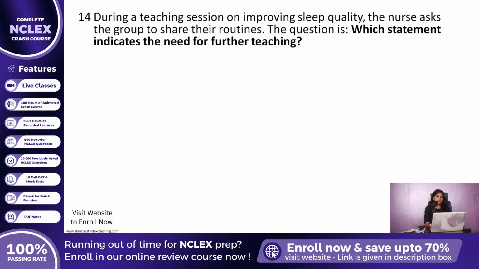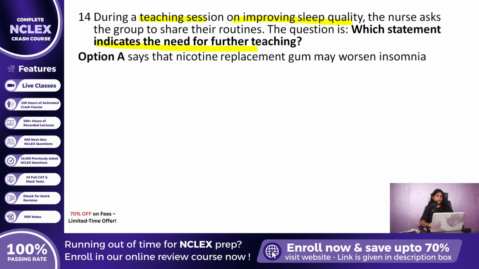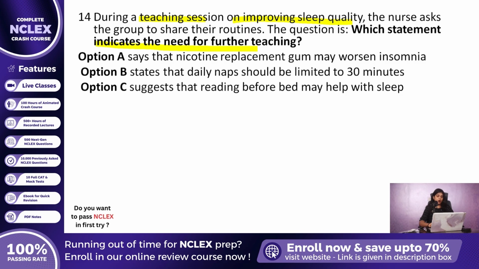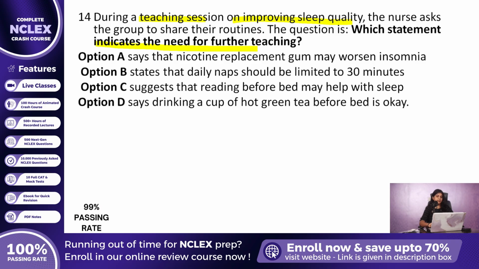Next comes question 14, which evaluates health promotion strategies for older adults. During a teaching session on improving sleep quality, the nurse asked the group to share their routines. The question is, which statement indicates the need for further teaching? Here are the options. Option A says that nicotine replacement gum may worsen insomnia. Option B states that daily naps should be limited to 30 minutes. Option C suggests that reading before bed may help with sleep. And option D says drinking a cup of hot green tea before bed is okay. The correct answer is option D, drinking a cup of hot green tea before bed is okay.